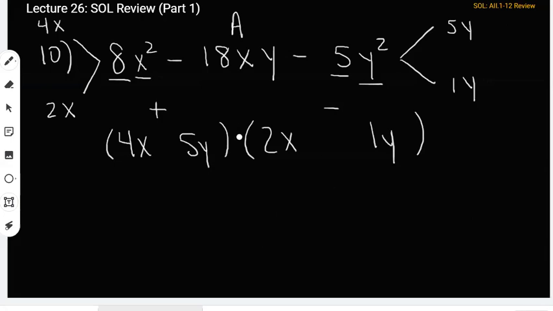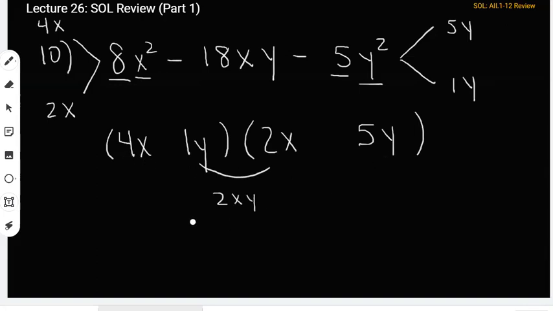Instead, what I could do is switch up the positions of the 5y and the 1y. So I'm going to put the 5y over here and then the 1y over here. So that way, when I multiply the inside, I'll get 2xy. And then when I multiply the outside terms, I will get 20xy, 4 times 5. And then somehow I need to add up to get negative 18xy. And notice that I can only get that negative 18 when the 20 is negative. So if I put the plus right here and the minus right here, I'll have that negative 20 that I need. And I'm done.